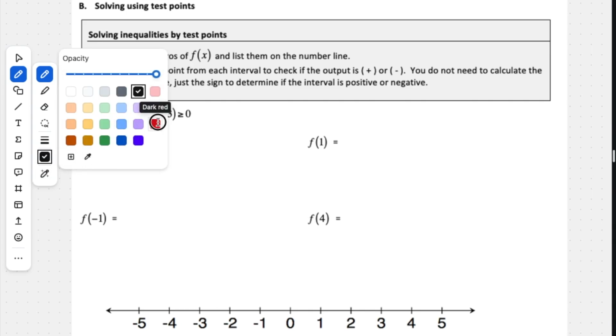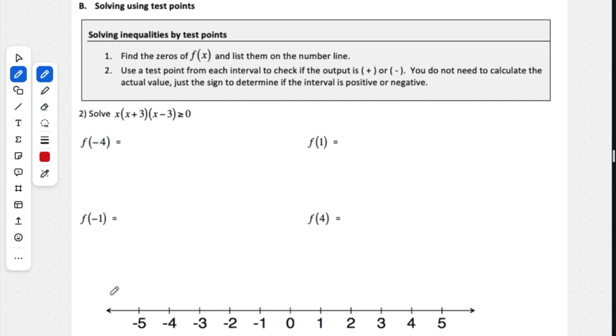So what we need to do here is find the same thing. We find our zeros, and we have an equal, so I'm going to throw down solid dots on these zeros.